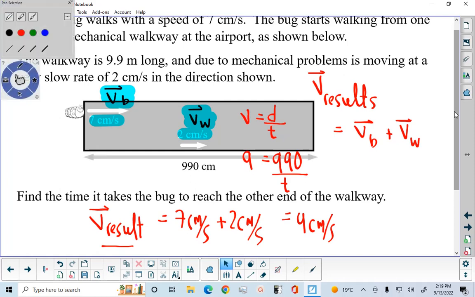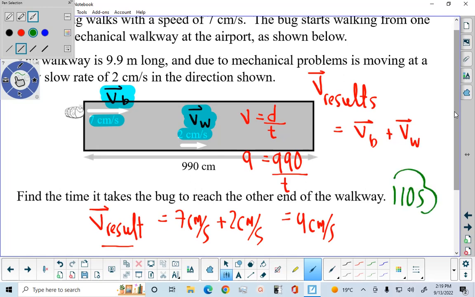So it's going to take the bug 110 seconds to reach the end of the walkway. And that's not in your notes. It's just something that I want us to think about.